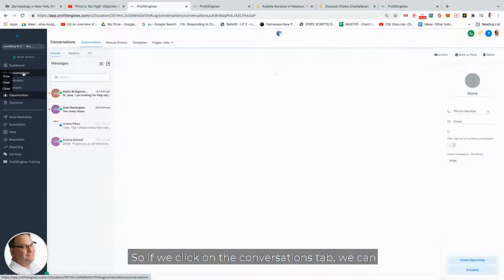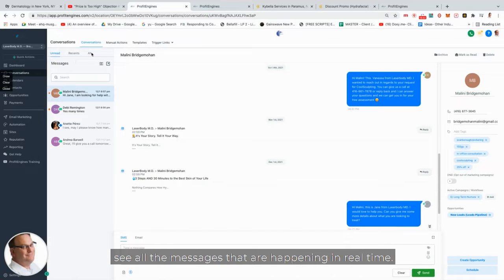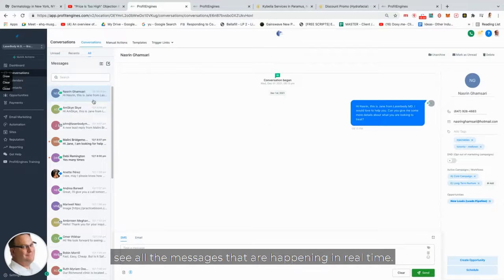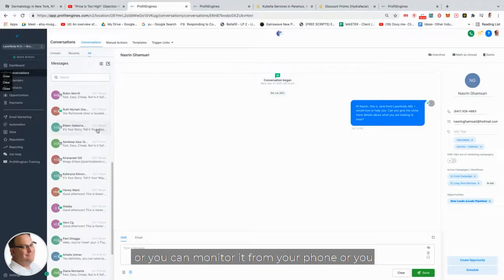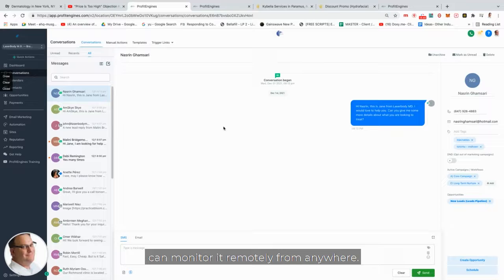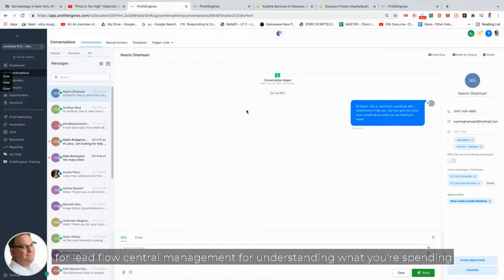So if we click on the conversations tab, we can see all the messages that are happening in real time, literally as I speak to you. Here's a text message, here's an email, so someone can centrally monitor this. Or you can monitor it from your phone, or you can monitor it remotely from anywhere. And that's the key, that you have central management for lead flow, central management for understanding what you're spending, and then central management for, of course, the most important thing, which I think is the communication layers, because everybody talks in a different channel.